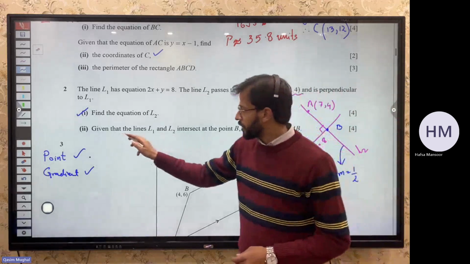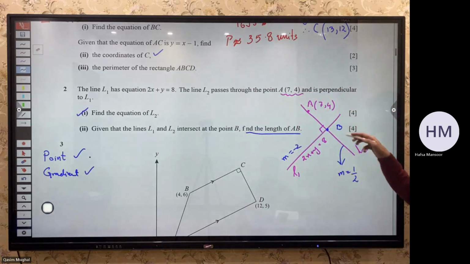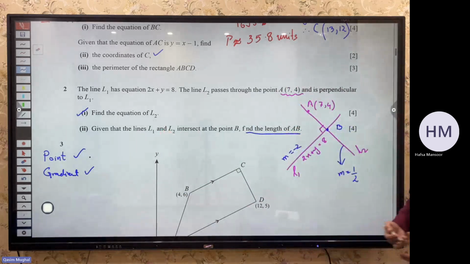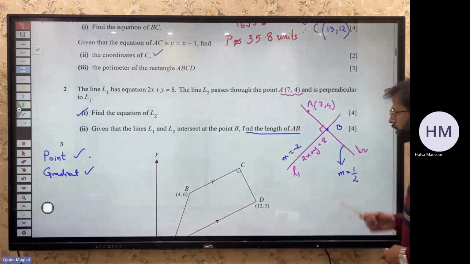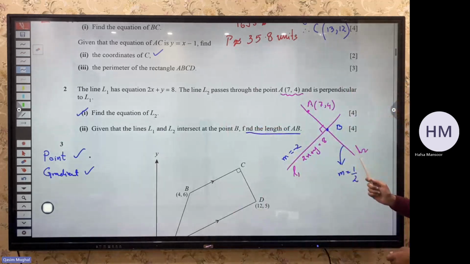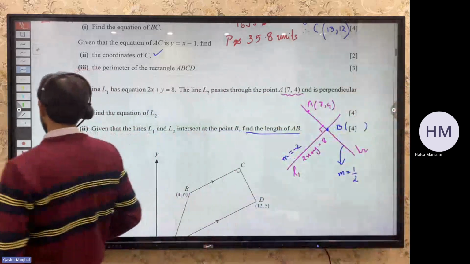If you go back, L1 and L2 intersect at point B. B is the intersection of L1 and L2. Now, here is an added step: how would you find out the intersection? By solving the two equations simultaneously. You have worked out the equation of L2 in part 1, and the equation of L1 is given in the question. Solve them simultaneously, you will have the coordinates of B. Once you have the coordinates of B, apply the distance formula and find the length AB. Clear?